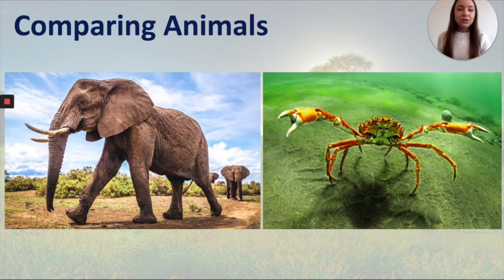What I want you to do is use the knowledge you already have about animals and their body parts and anything we've already learned up until this point, and also anything you already know about elephants and crabs, and I want you to compare them and think about the similarities and differences. So pause the video here so you can look at the pictures and talk to your adult about the similarities and differences of these two animals.